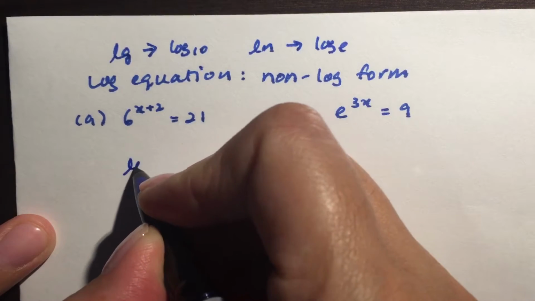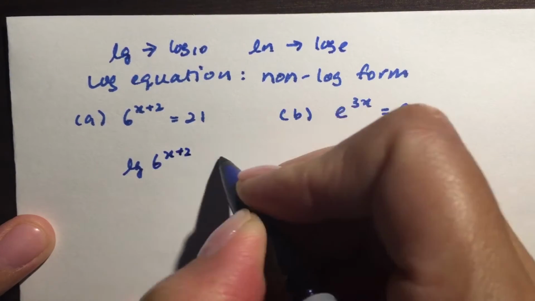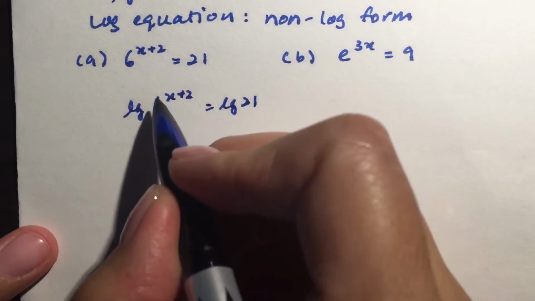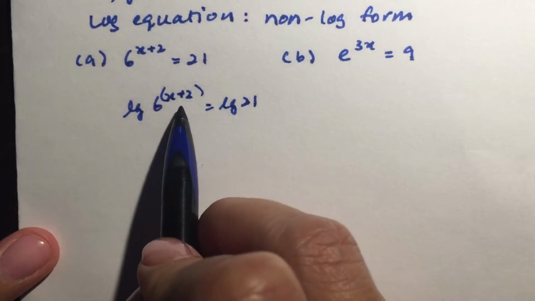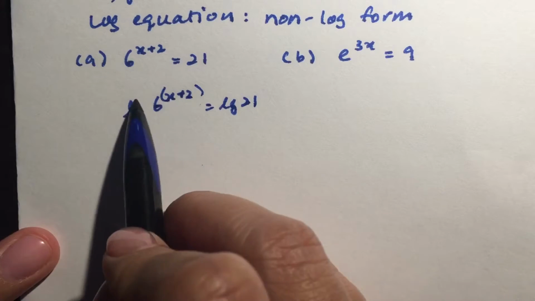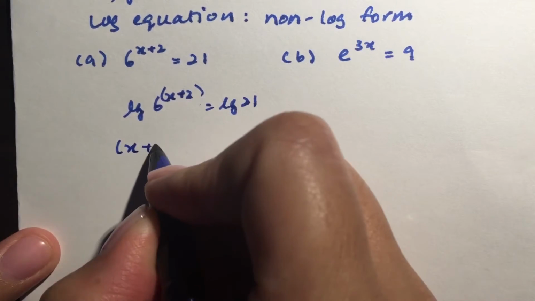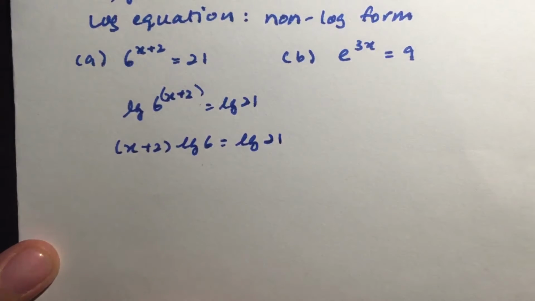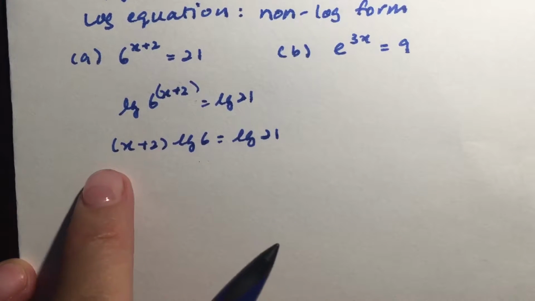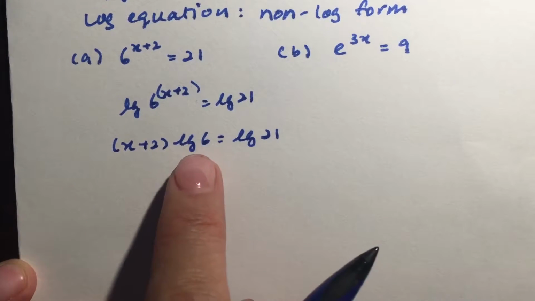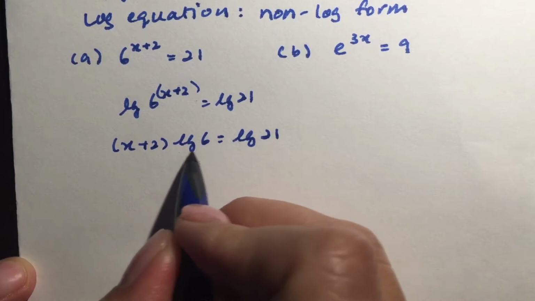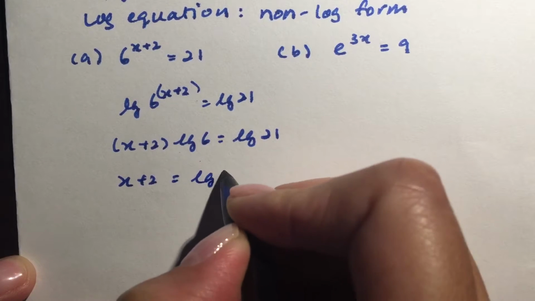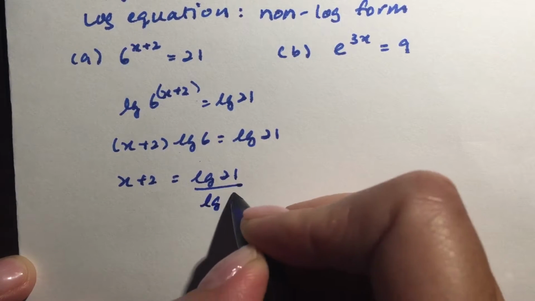I'm going to take log on the left hand side, and I'm going to take log on the right hand side as well. Once you have this, this is your power, the exponent. Using the power rule, you're going to bring it down. So (x plus 2) log 6 equals log 21. In other words, you're going to solve for x. So you're going to divide the log 6 out first. So we have x plus 2 equals log 21 over log 6.